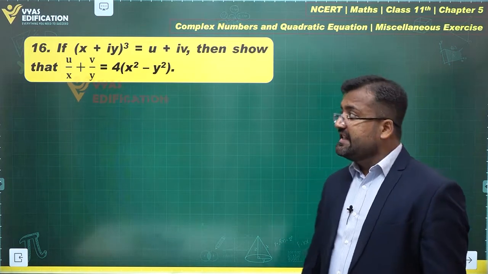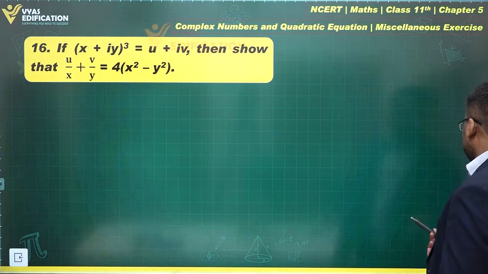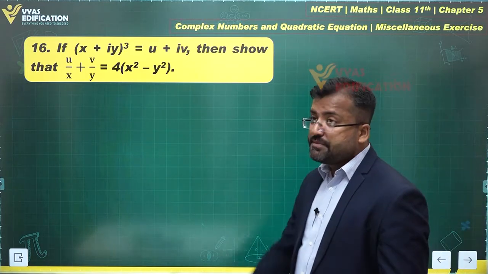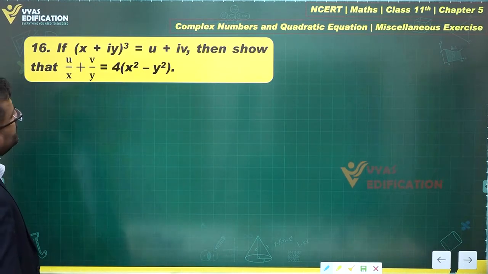Let us take a look at this one. If (x + iy)^3 is equal to u + iv, then show that this expression equals this expression. Okay. Now how do we go about approaching this one?